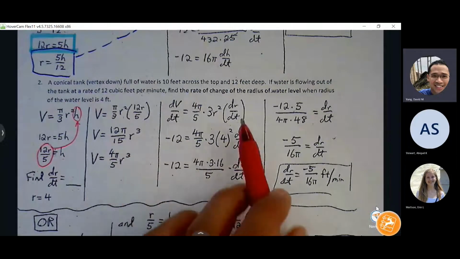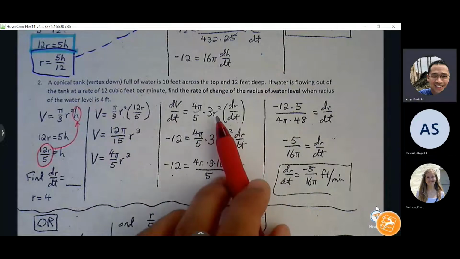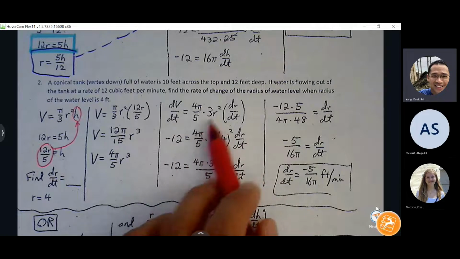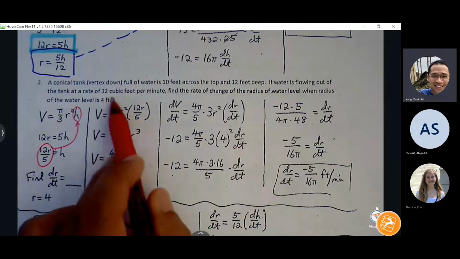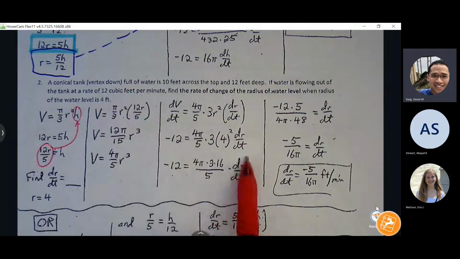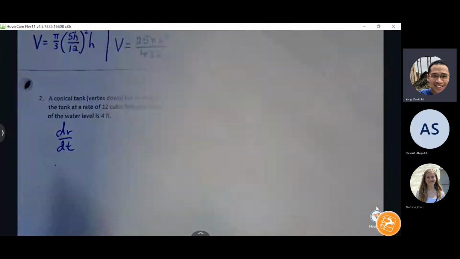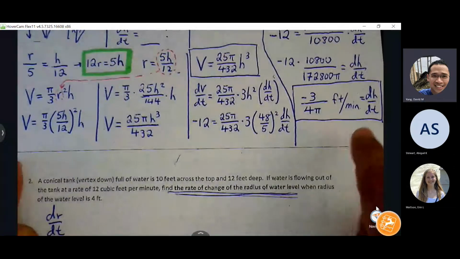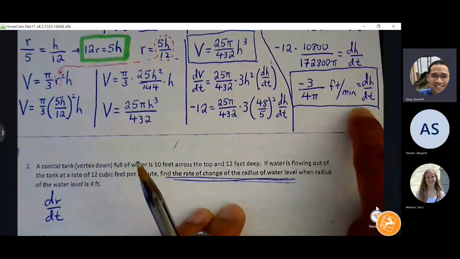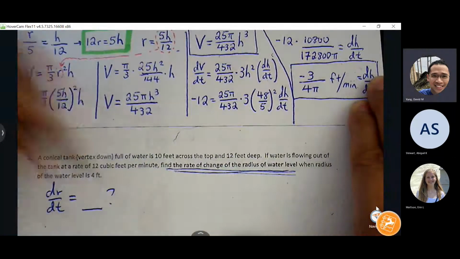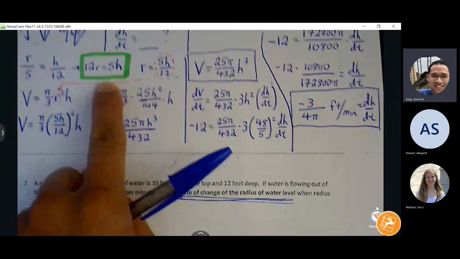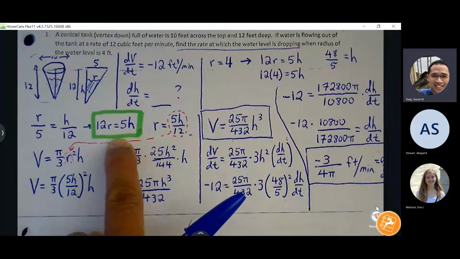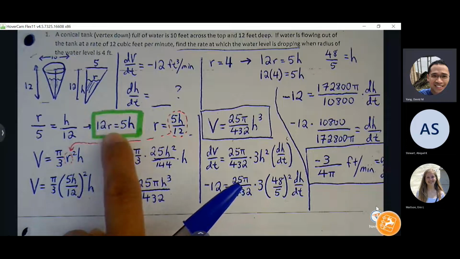Find the derivative, dr/dt shows up, r shows up, replace dV/dt with negative 12, replace r with 4, which is given to us there. And then just solve for dr/dt, and we get a perfectly fine answer, okay? The other option is, because we have part A in front of us, we actually have a quicker way to get to dr/dt if we know what dh/dt is. And the way that we're going to do that is we're going to rely on our equation that we built using similar triangles. We have this 12r equals 5h. This is going to help us get to where we want to go a lot faster.